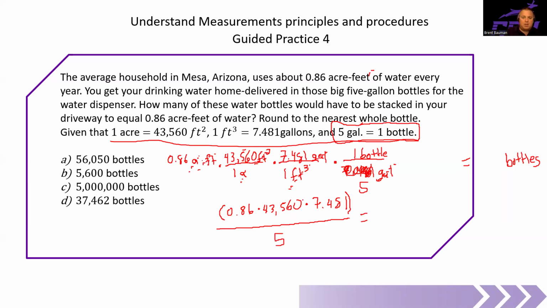Okay. So again, go ahead and use your scientific calculator to calculate this out. And we should be getting 56,050. So that gives us 56,050 bottles of water.